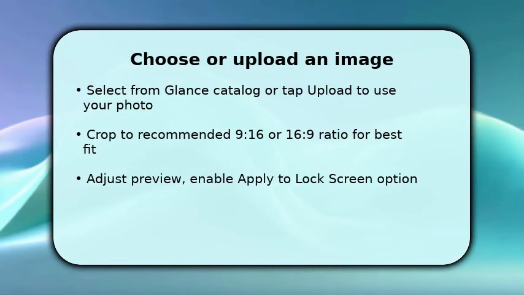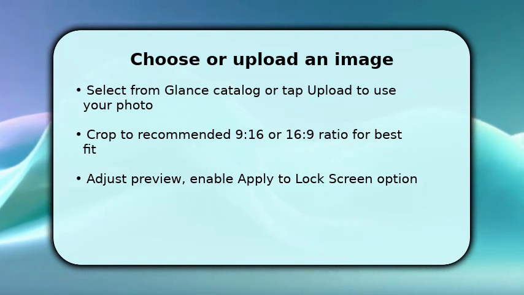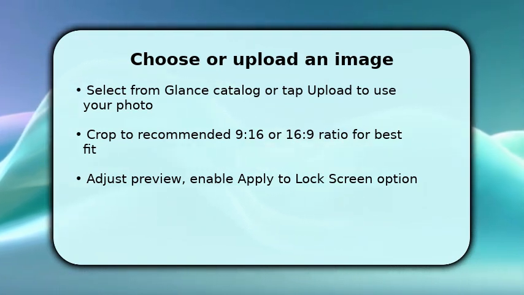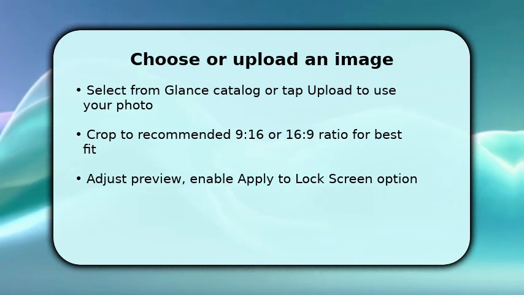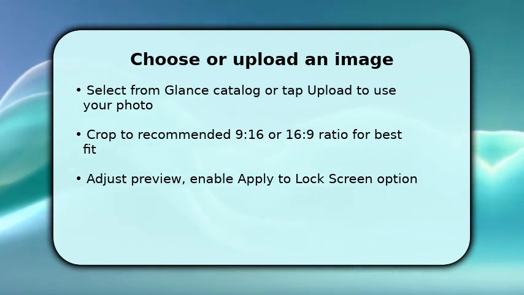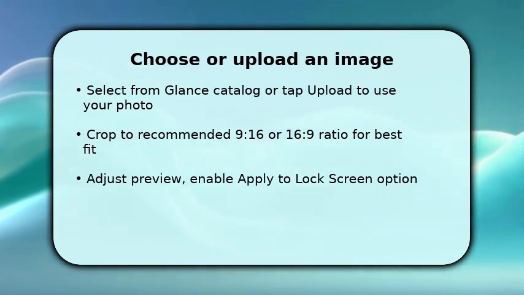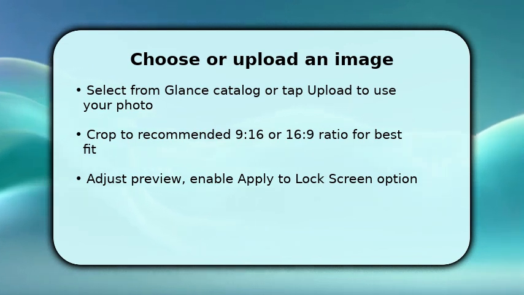You now pick the actual wallpaper. Tap Catalog to browse curated Glance images or tap Upload to use your photo. Uploading lets you control content. When you choose an image, crop it to the recommended ratio, typically 9:16 for phones, to avoid unwanted cropping.